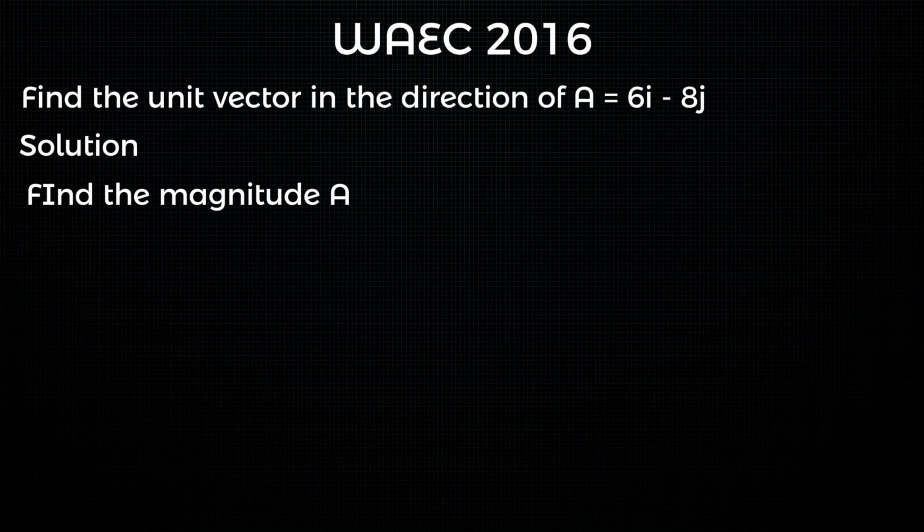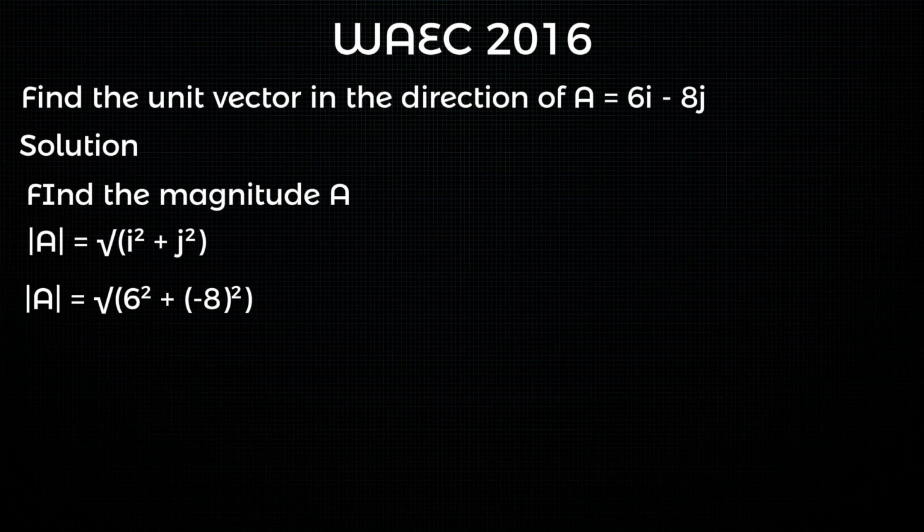The magnitude of a vector is given by the square root of i squared plus j squared. So therefore we have the magnitude of a equals the square root of 6 squared plus in bracket minus 8 squared. So we have the square root of, what is 6 squared, that will be 36, plus what is minus 8 squared, that will be 64. So 36 plus 64 all will give you 100. So we have the square root of 100. Therefore the magnitude of a is equal to 10.